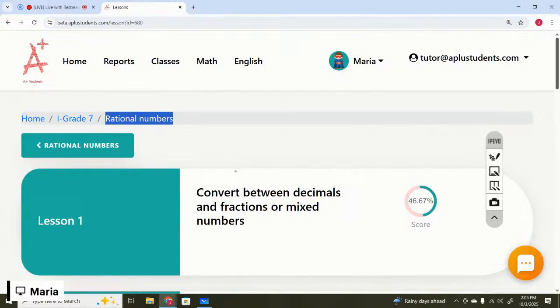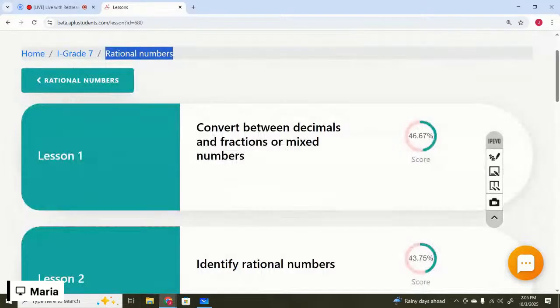You can find all the lessons on aplusstudents.com. You have to log in there using your email address and password as provided by the administrator. Then you have to select math from the subject tab. Scroll down to grade 7 math and then click on view all lessons. There you can find the list of the chapters. We're going to start with the chapter rational number.